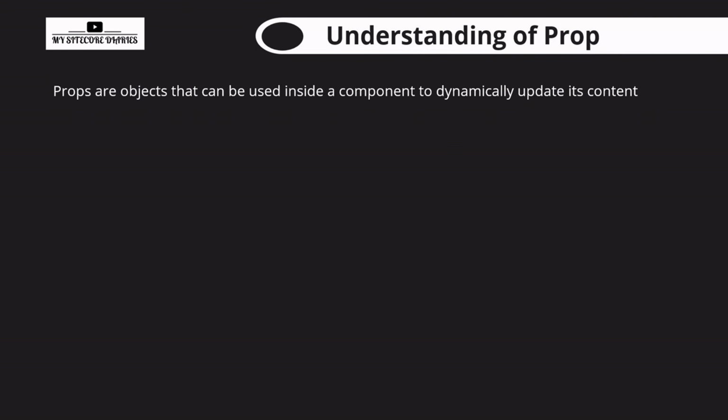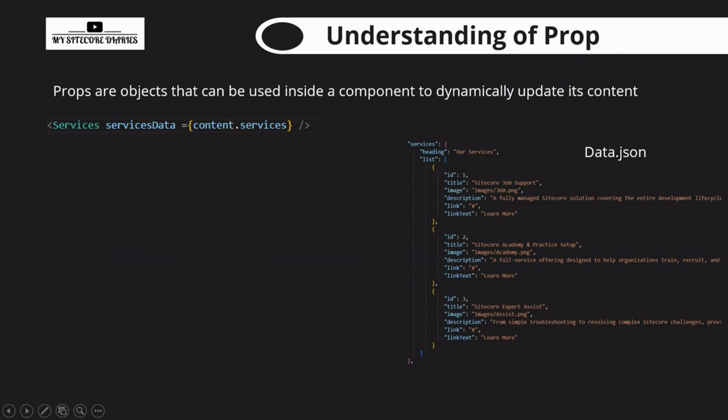Just to summarize, props are objects that can be used inside a component to dynamically update its content. It's basically like in a function you pass parameters. Similarly, props are properties which you pass to the component. Say we are creating a services component. In app.js, you will write the services component, and this is how you pass the props. I'm passing service data, and from where will this come? This will come from your JSON data. So in app.js, you will pass this JSON content for services. How it is done, we will see when we actually see the code.